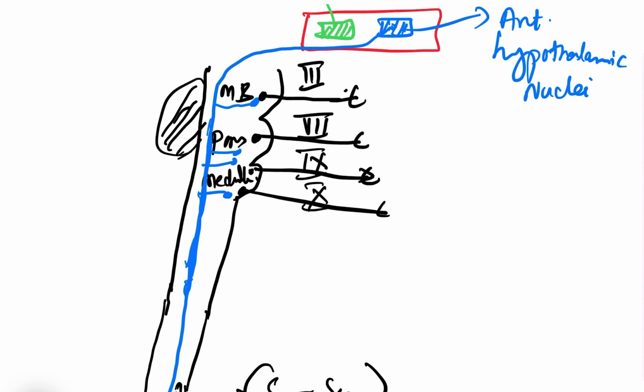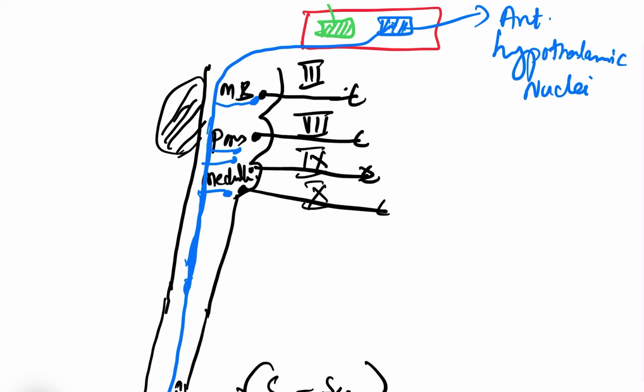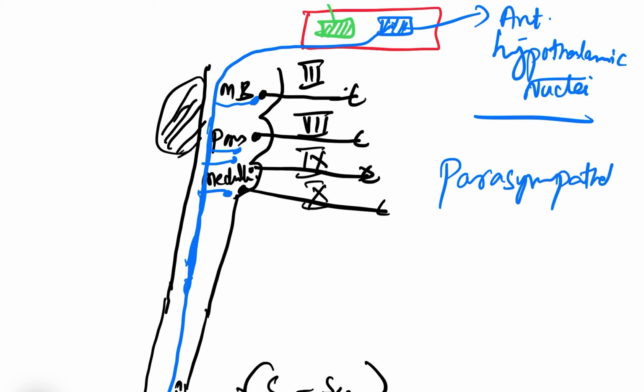Now this is the parasympathetic nervous system. So the anterior hypothalamus, which I have highlighted with the blue color, will stimulate the parasympathetic division of the autonomic nervous system. It is also called craniosacral because it supplies the cranial nerves, mainly 3rd, 7th, 9th and 10th, and also the sacral part, that is S2 to S4.